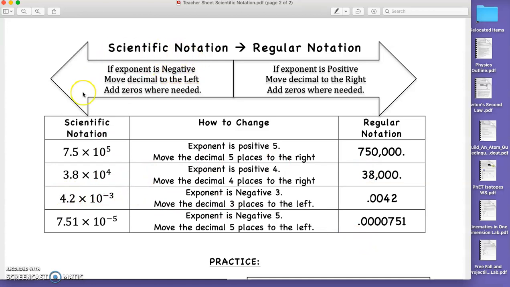4.2 times 10 to the negative 3. Now if it's negative, I move my decimal to the left. 1, 2, 3. And it looks like this number. Again, you keep the whole numbers. You put zeros in to fill in to the decimal.